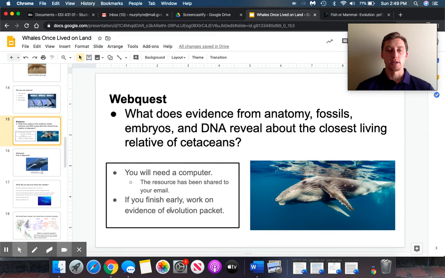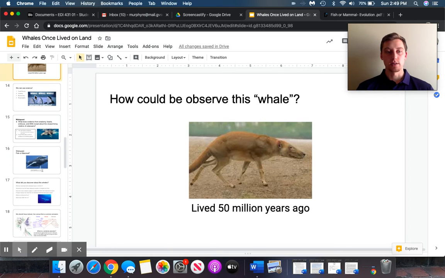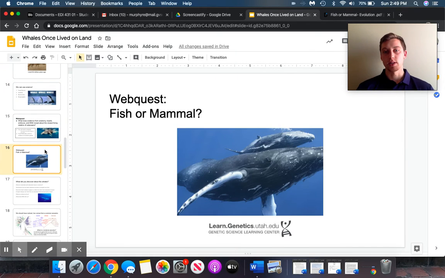If they finish early, they can continue working on the evolution packet that we've been working on throughout this evolution unit. This web quest comes from the University of Utah's Learn Genetics. They have fun, interactive educational labs. This one's not super interactive. It's more of a guide walking through time from the beginning of the whale to what we see nowadays.